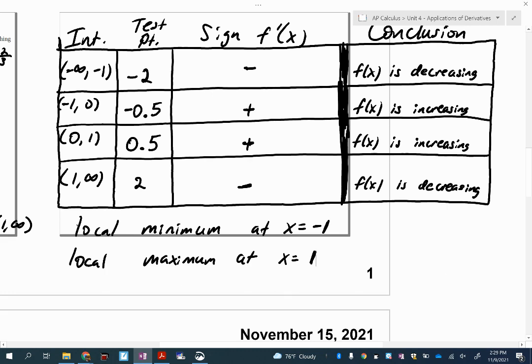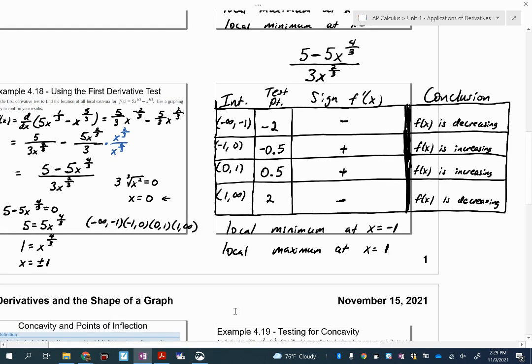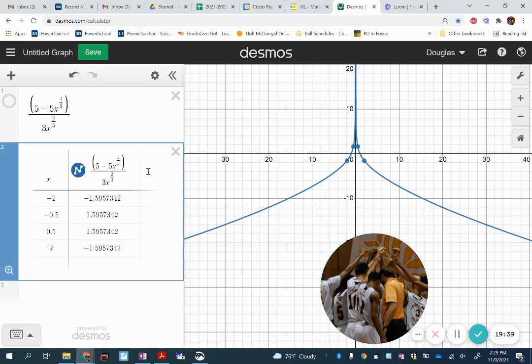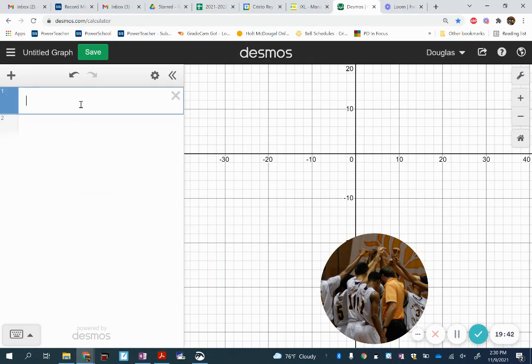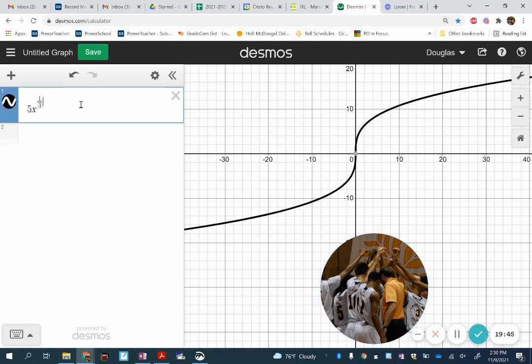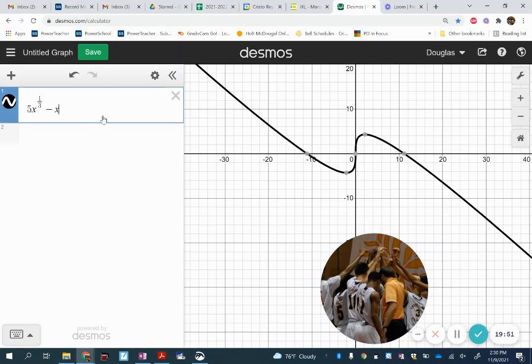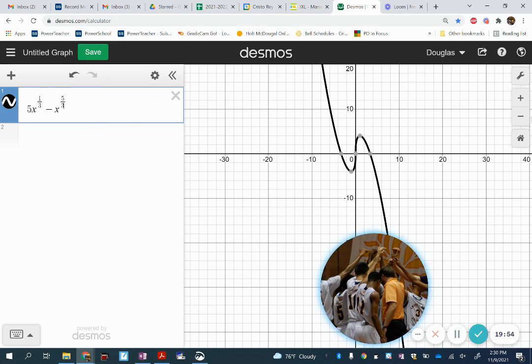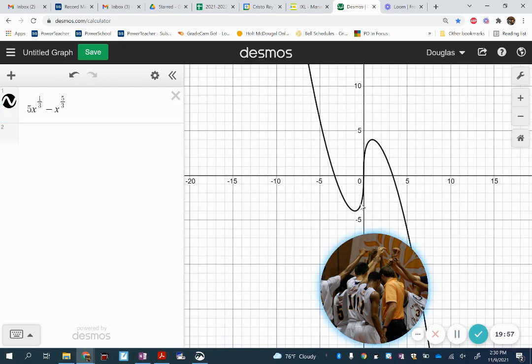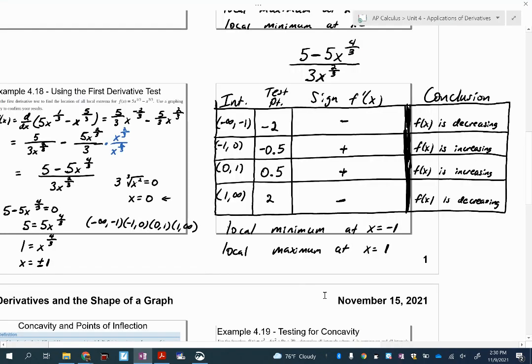All right, so the original was 5x to the 1/3 power minus x to the 5/3 power. Okay, so I'll zoom in here. We had our extrema at -1, 0, +1. And you'll notice we have our local minimum at -1, local maximum at +1, but we don't have any extrema at x equals 0.